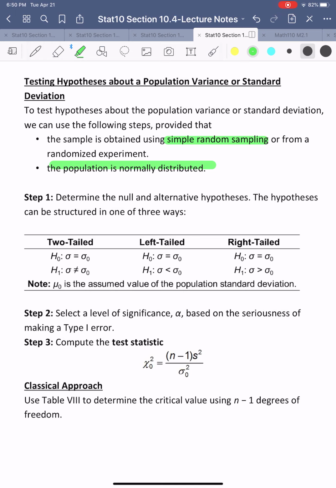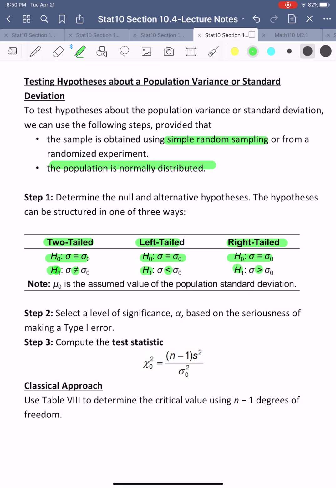Step 1: Determine the null and alternative hypotheses. The hypothesis can be structured in one of three ways: two-tail, left tail, or right tail. The null hypothesis always has the same sigma, and the alternative is not equal to for two-tail, less than for the left tail, and greater than for the right tail.